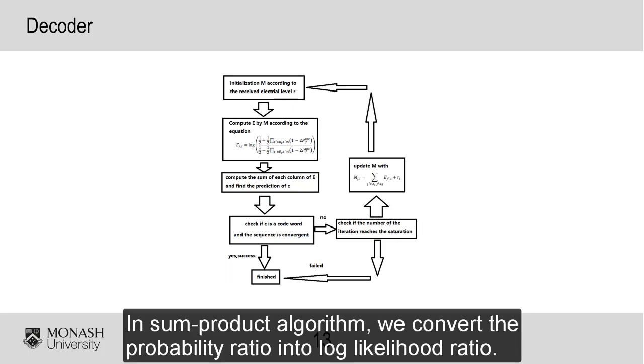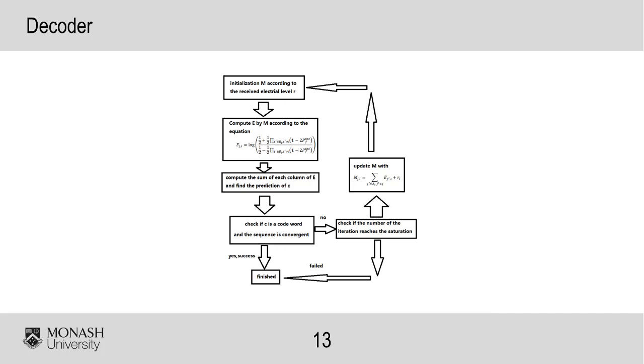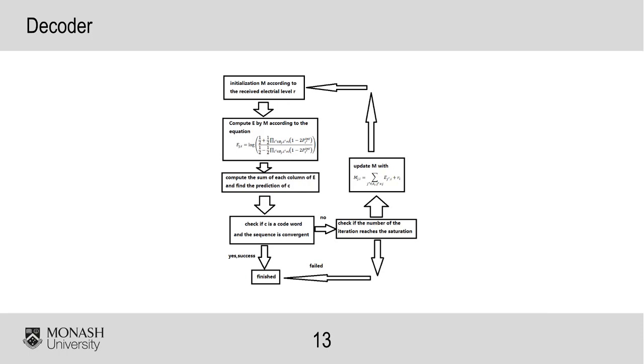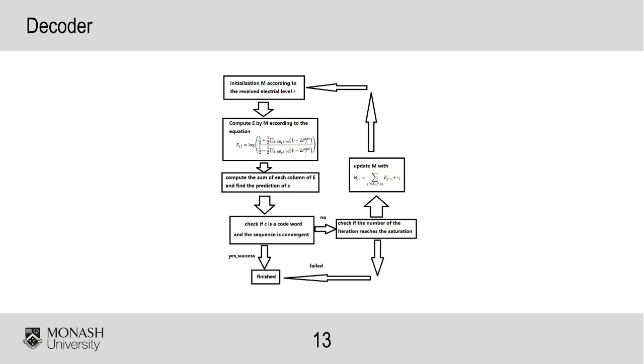In the sum-product algorithm, we convert the probability ratio into a log likelihood ratio. The advantage of this representation of probability is to simplify the computing in the later algorithm, since the multiplication takes place by addition. The flowchart of the algorithm is in this form.